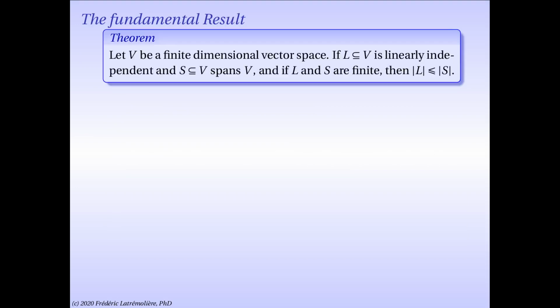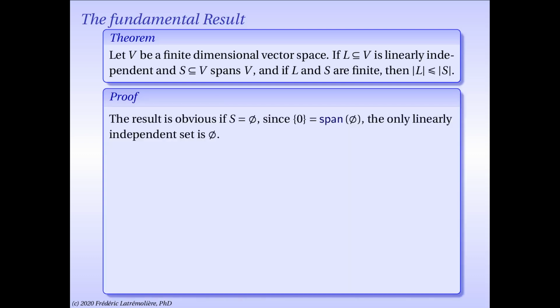The theory of dimension rests on the following fundamental result. Let V be a finite dimensional vector space. Let L and S be two finite subsets of V, such that L is linearly independent and V is a linear span of S. Then the cardinality of L is less or equal than the cardinality of S. The proof of this result follows a technique akin to Gauss elimination.